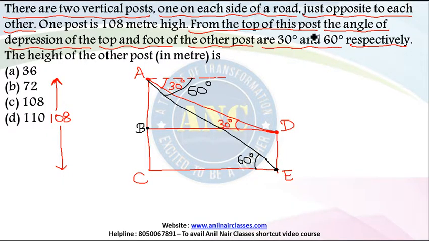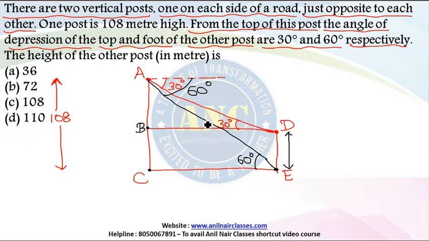Now your question says find the height of the other post. The height of the other post is what I am interested in. That means the DE value is what I am interested in finding. That DE is absolutely the same as BC. Either I find BC or DE, both are the same. So that is what I am trying to find in this case. Now see here, sir. Let me not use method 1 again, because I have solved several questions using method 1. Let me apply method 2 directly and try to get the answer easily.